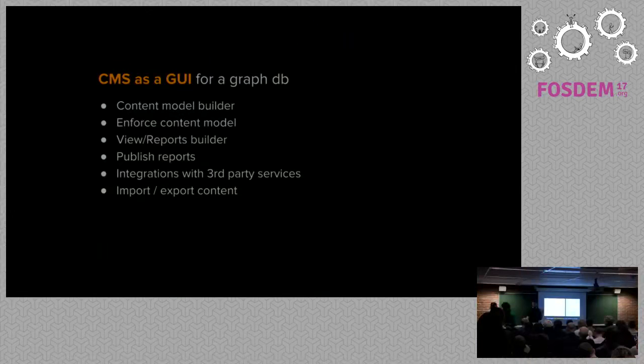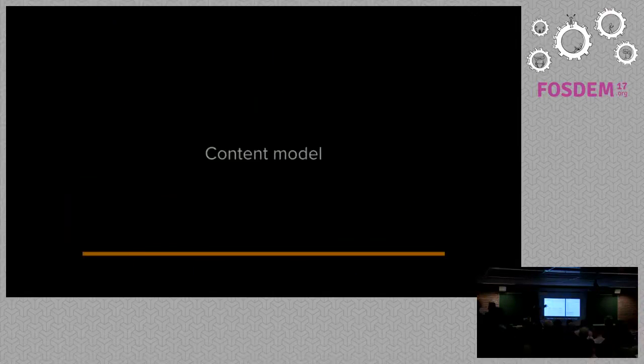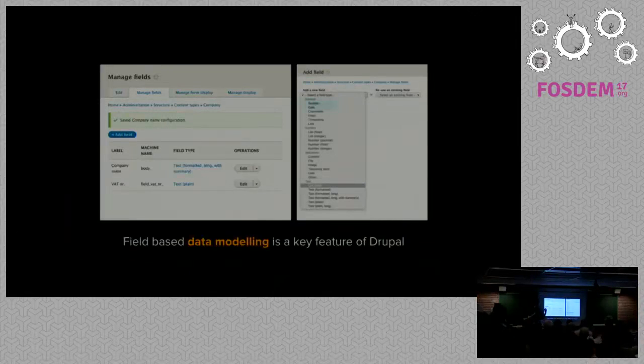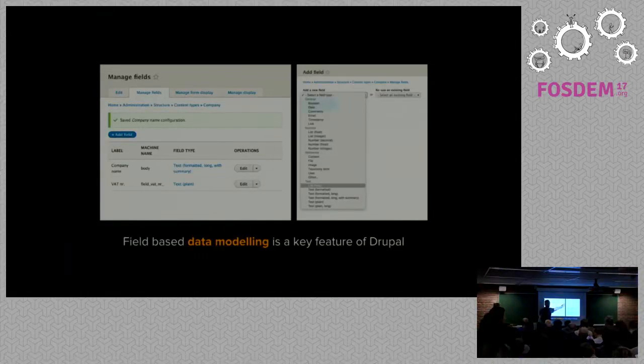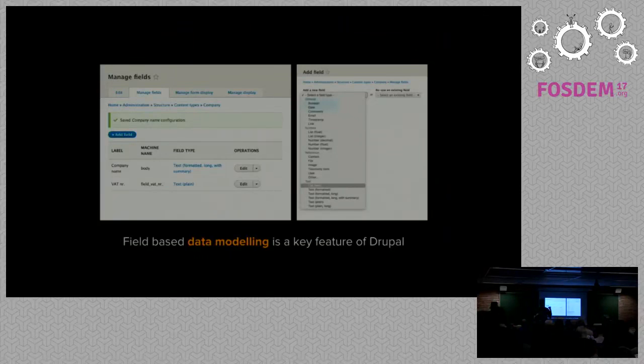So for example, for the content model, Drupal core has this fields system where you can just add a field and then select the type of field. I know that's not readable, but you get text, time, date and a bunch of other things. You can just use this graphical interface for building your content model. Now, if you're a developer, you don't need this, but if you're not a developer and you have to interact with a graph database, this potentially could be very, very valuable.